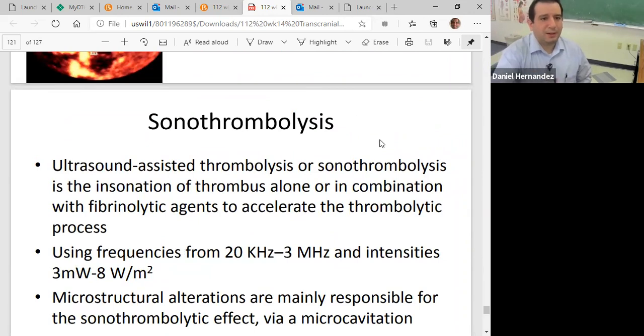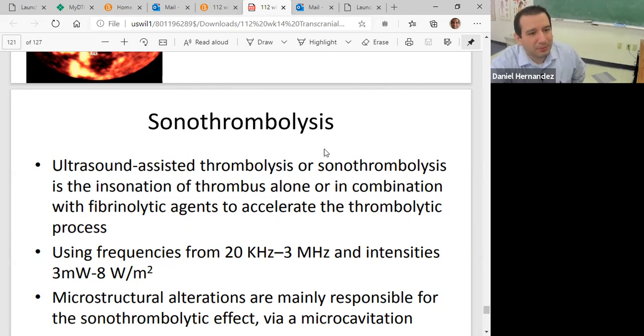So sonothrombolysis, this is also a new application that's being used now with ultrasound. I've actually used sonothrombolysis in my... can't even talk this morning. Need my coffee. Peripheral vascular lab with Dr. Pellerito.